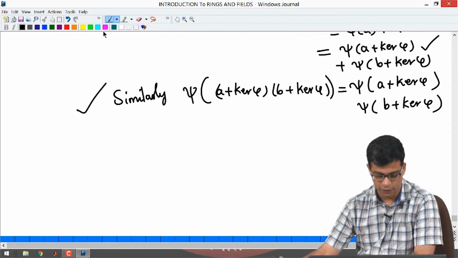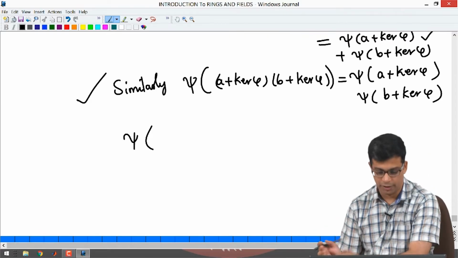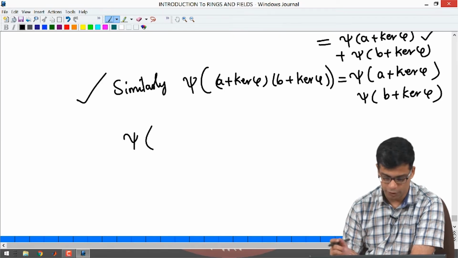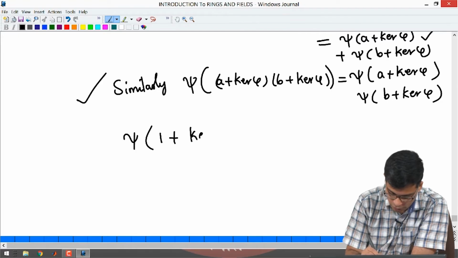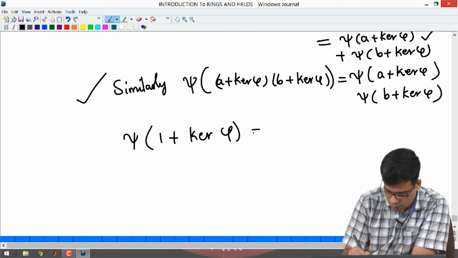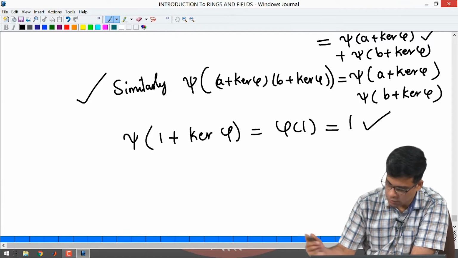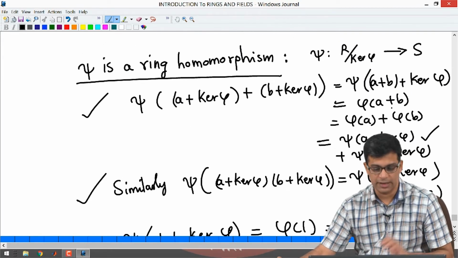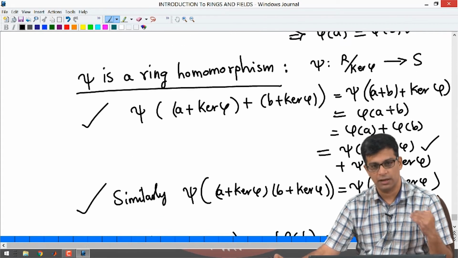What is the third property of a ring homomorphism? We want to check that psi of the identity element is the identity element. What is the multiplicative identity element of R mod kernel phi? It is by definition 1 plus kernel phi, and psi of this is by definition phi of 1, but phi of 1 is 1. So, this is also okay. So, in other words, psi is a ring homomorphism. We have shown that psi is a ring homomorphism.